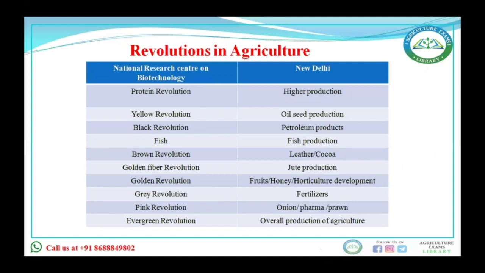The brown revolution is for leather and cocoa. The golden fiber revolution is for jute production. The golden revolution is for fruits or horticulture development. The gray revolution is related to fertilizer. The pink revolution is related to onion or prawn. The evergreen revolution is related to the overall production of agriculture.